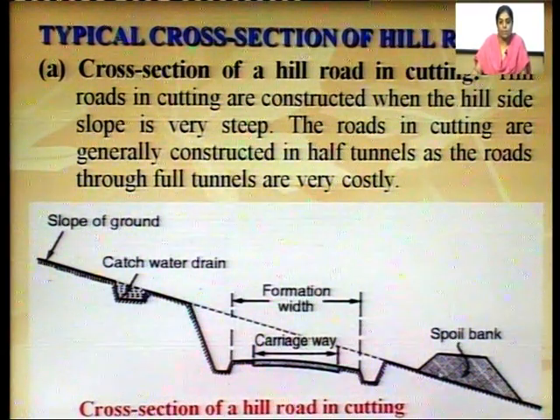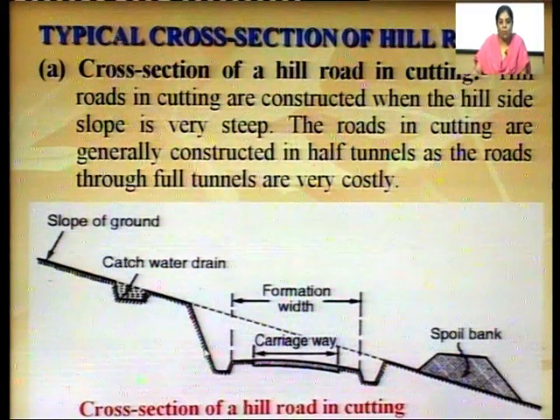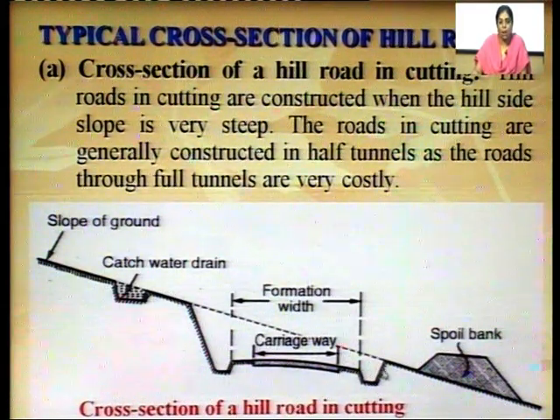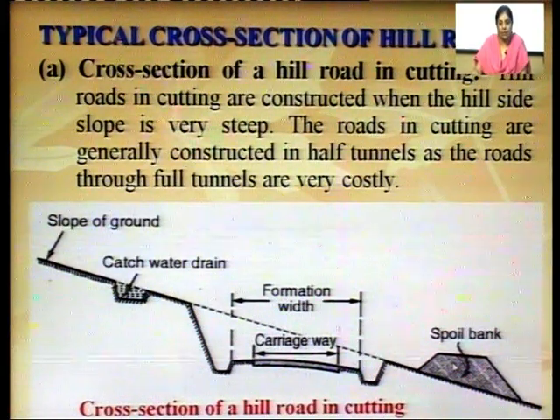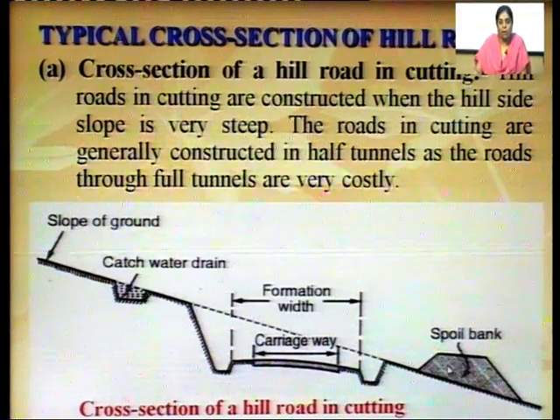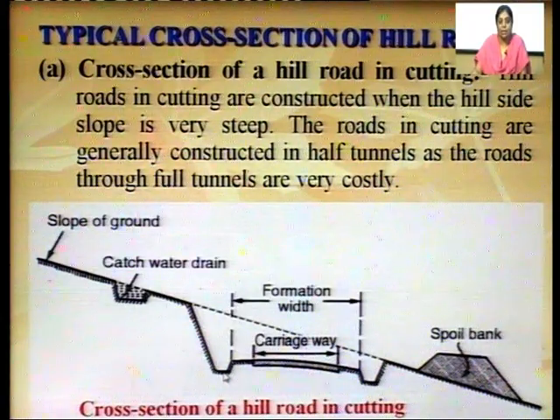So, this is spoil bank. So, what is a spoil bank? Basically, the material or the earthwork which is taken out from this part of the hill after cutting the section is dumped here. So, this part is called spoil bank. Basically, this is the material or the rock material or the earthen material whatsoever which we get from this part of the road after cutting.